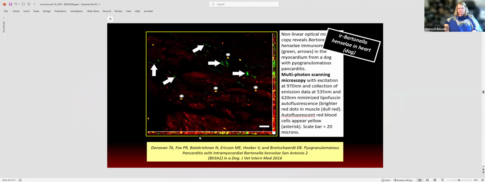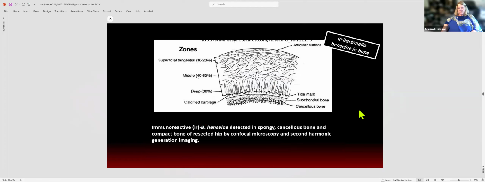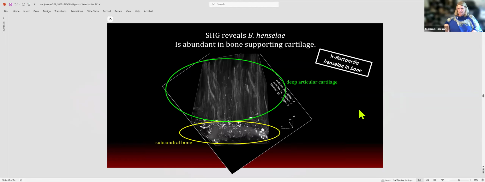This one was with Dr. Breitschwert, and we found it in dog heart. This was a really hard one to do. We found Bartonella in bone. This was from another veterinarian who was having hip resection, so she donated her hip to us after she got new hips and started on antibiotics. And these little white things are the Bartonella. They're abundant in the cartilage.